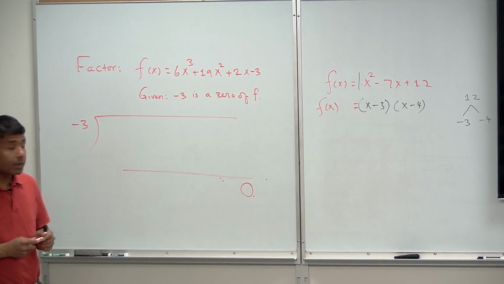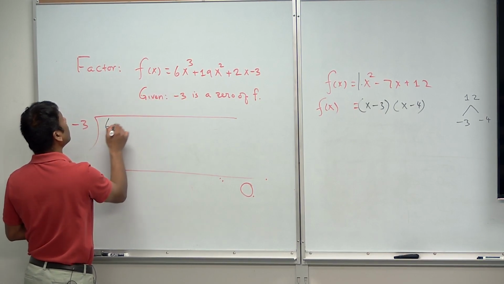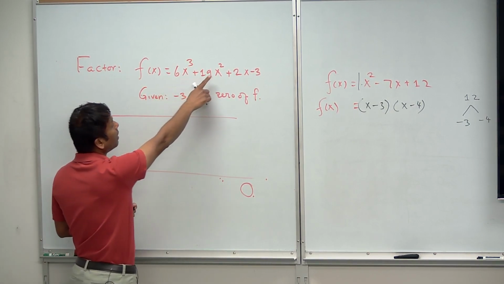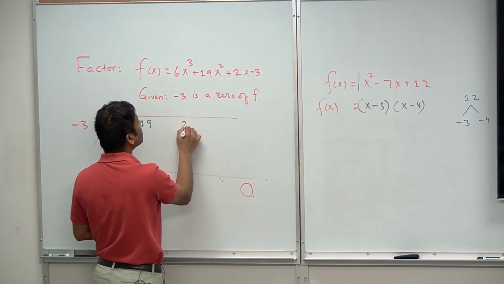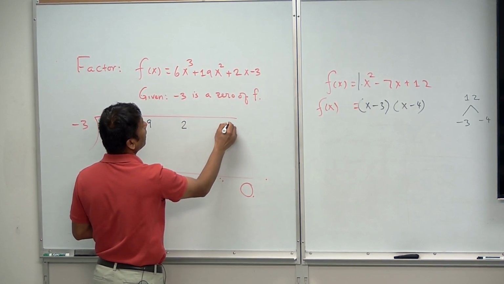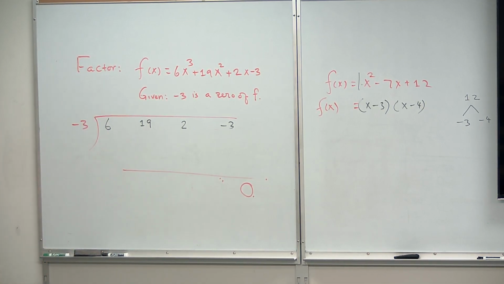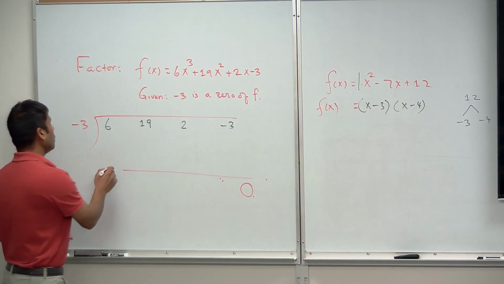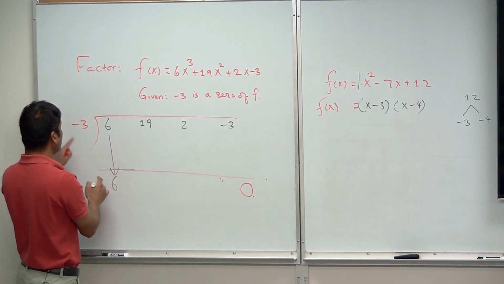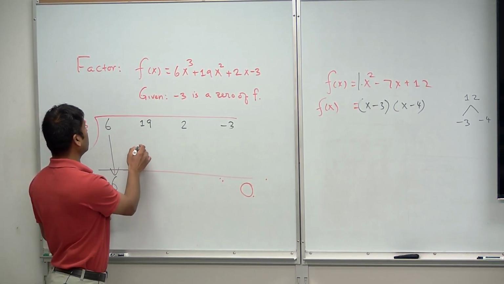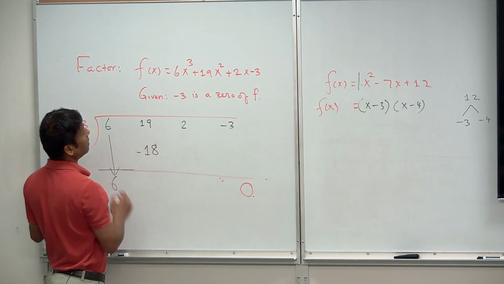Right? So now look here. What are the coefficients? Look at the coefficient of x cubed. This is 6. What is the coefficient of x squared? You have 19. What is the coefficient of x? This is 2. And what is the constant term? Negative 3. Are you guys with me? So now, if you use synthetic division, what will happen? You bring down the first coefficient. You know that, right? This is 6. What is negative 3 times 6? Negative 18. Is that right?